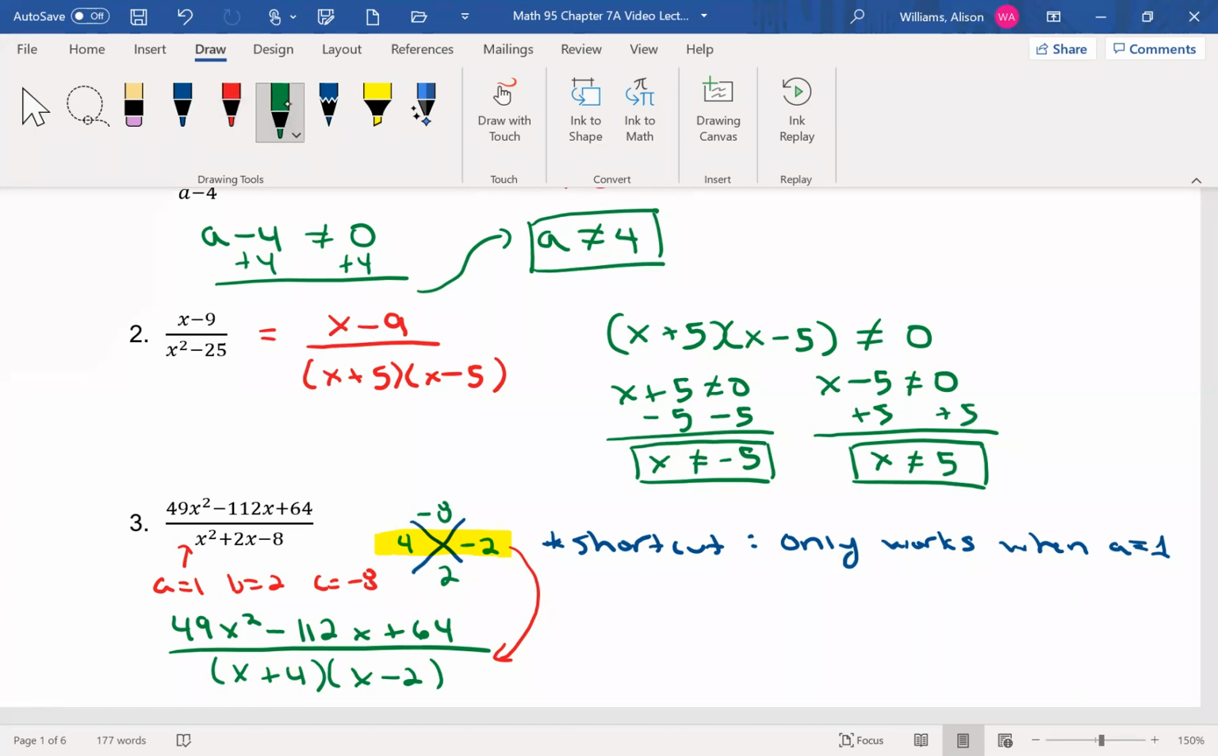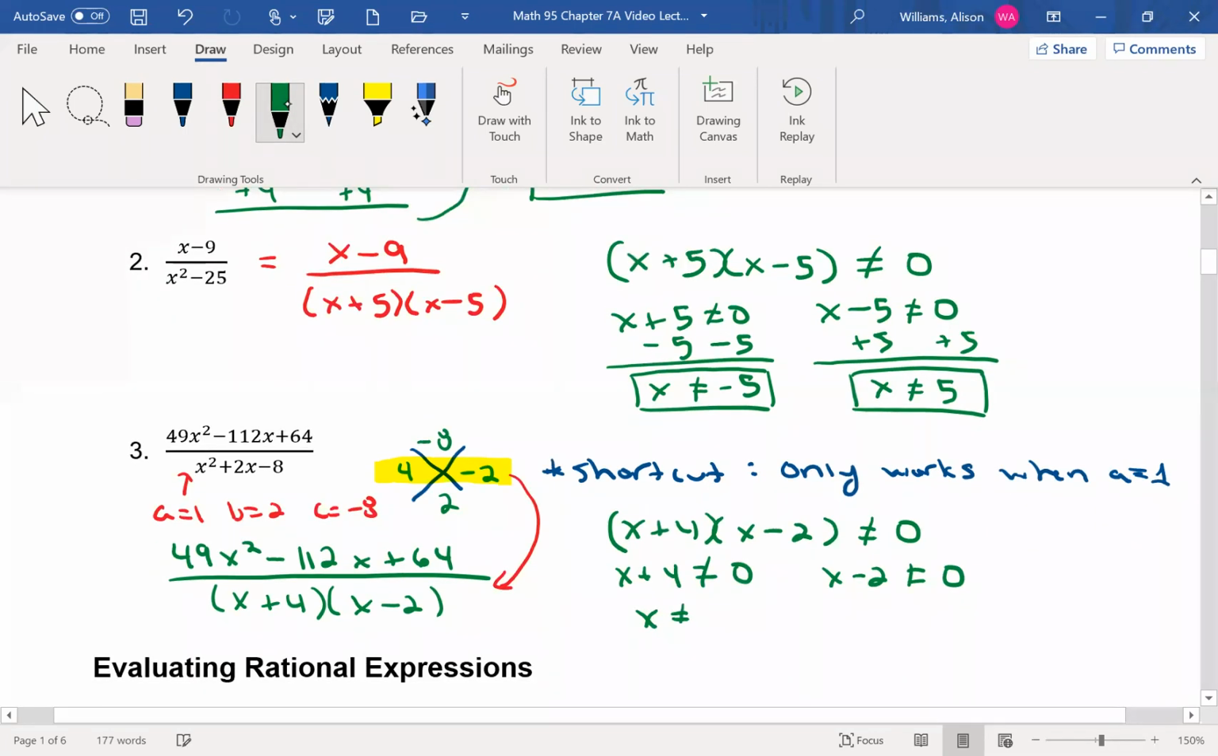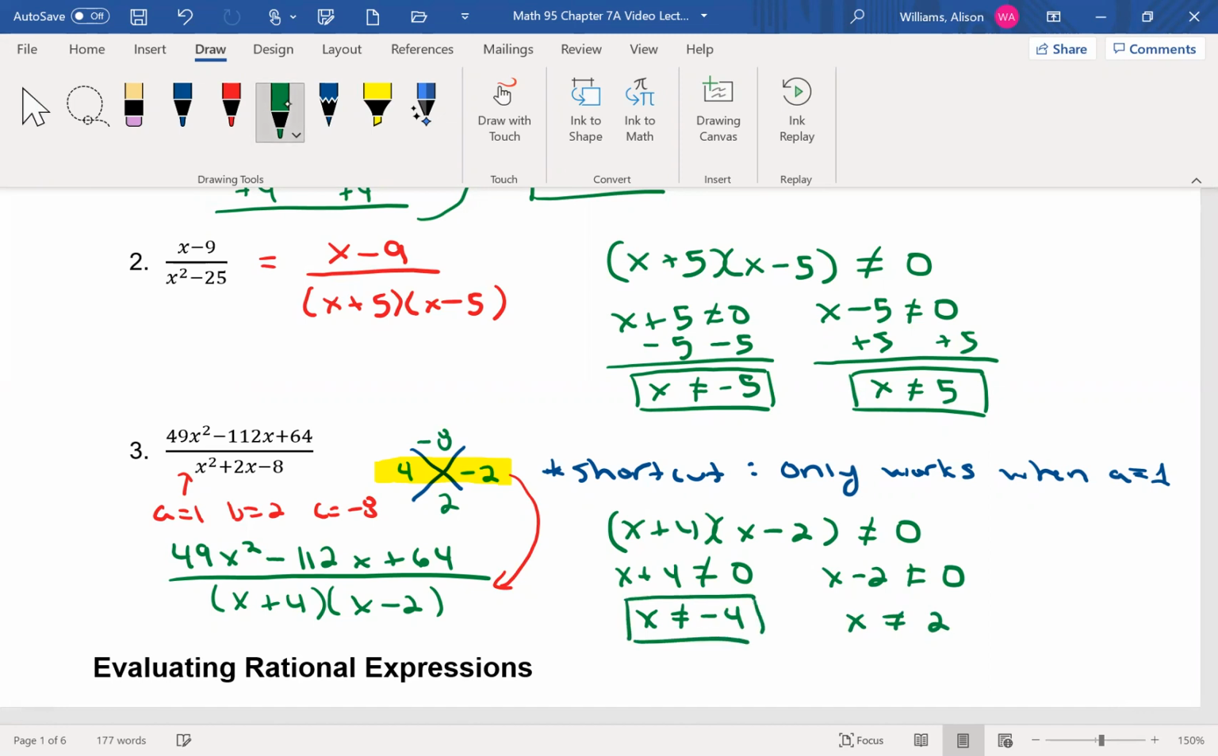All right, so now I'm going to set that denominator not equal to 0. And set the two pieces not equal to 0. And solving them, I'm getting x can't be -4 or +2. I'm just going to skip showing the step of adding and subtracting because I feel like we're probably comfortable with that. And there we go. So those are the excluded values.